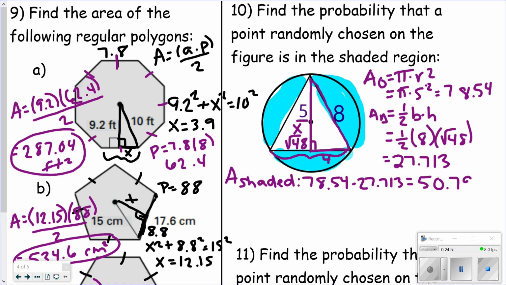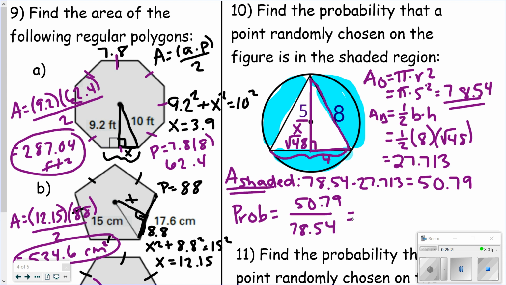All right, so now that I found the area of our shaded region, we're trying to find the probability. The probability is the part over the entire figure. The part that we're looking at is the shaded part, so that was 50.79. What is the entire figure? Well, that was the area of the circle, 78.54. If you plug this into your calculator, it is approximately 65%. So the probability that a point randomly chosen on the figure would be in the shaded region is 65%.